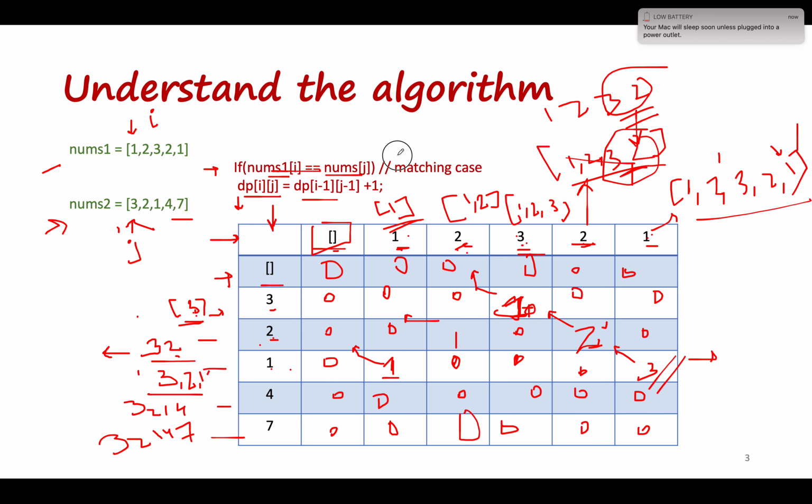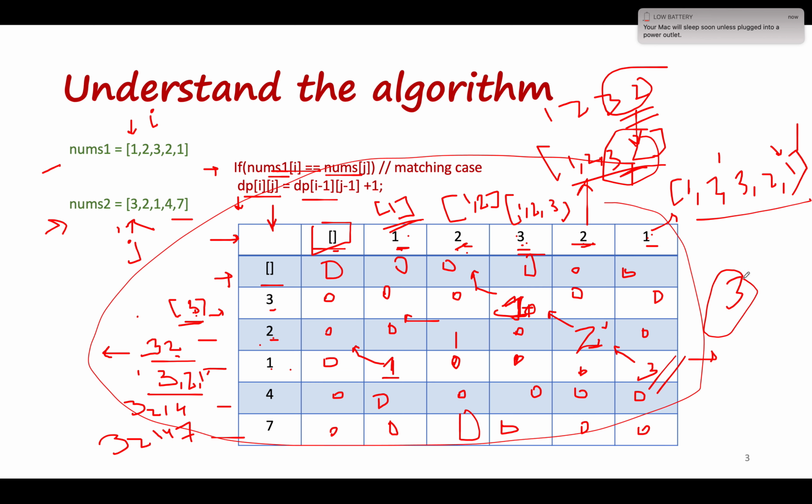What is the maximum value in this complete table? It is 3, and 3 is your answer. If somebody asks you how you will return that particular subarray, it's pretty simple. You'll go to that value and extract the element in either the nums1 direction or the nums2 direction till the value turns out to be 0.